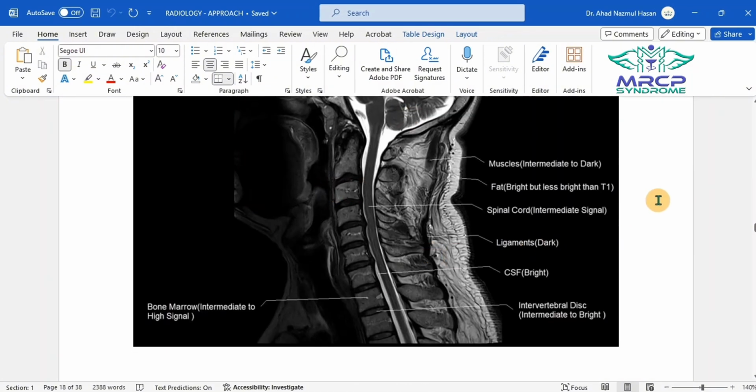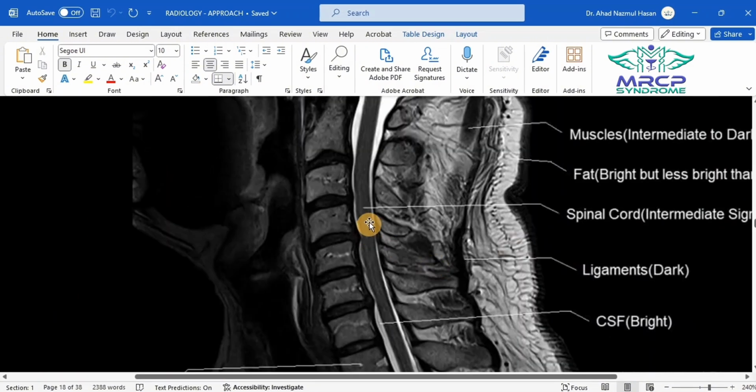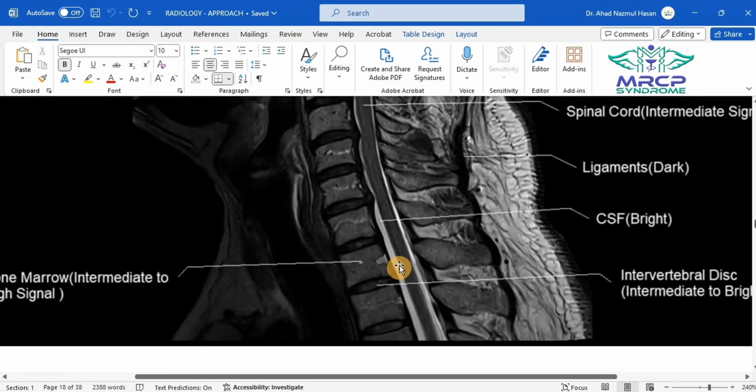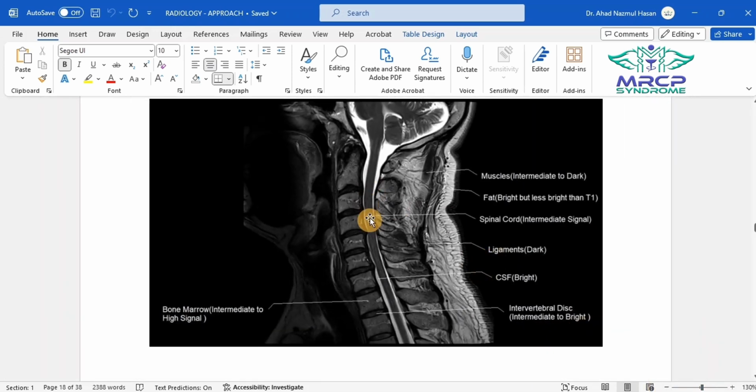So is this T1 or T2? T2. CSF is black? Where is the CSF? Oh, sorry, T2. That's the spinal cord, not CSF, in between. So this one is the spinal cord. Okay, so don't get confused. These are the CSF. So this is bright. So this is the T2 component. This one is the spinal cord. This is not the CSF. So in case of the cervical spine, look at this carefully. This is the spinal cord.